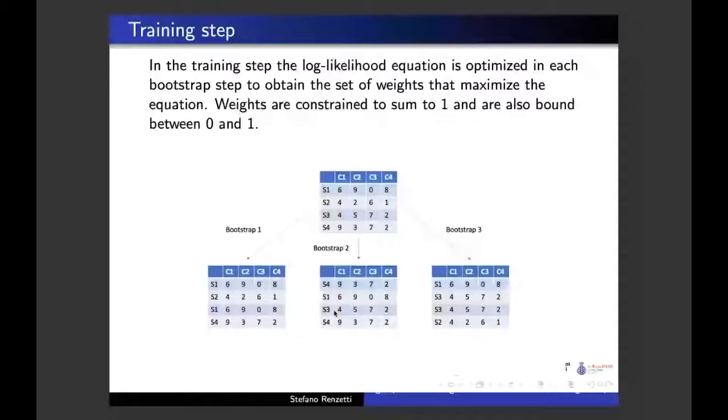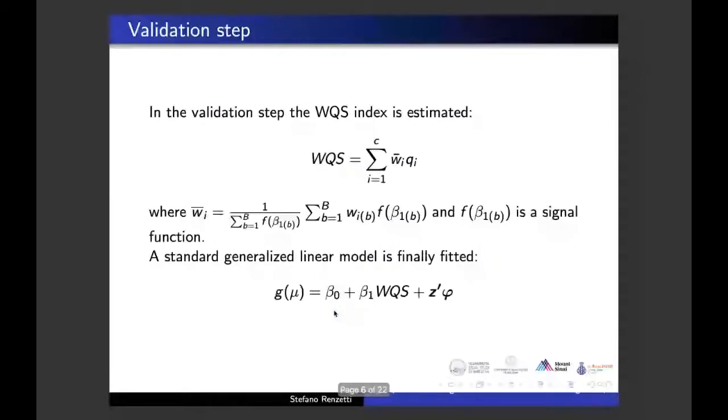And the bootstrap datasets are generated sampling from the training set with replacement, as we can see from the figure here. In the validation step, the WQS index is estimated as a linear combination of the weights and the quantile variables, as we can see from this formula. And when averaging the bootstrap weights, a signal function is used to select the set of weights associated to a positive or a negative beta parameter, depending on the chosen direction to investigate. Since we have only a single index, we can investigate one direction at a time. Once the WQS index is found, a standard generalized linear model is fitted using the WQS index as a variable in the model.